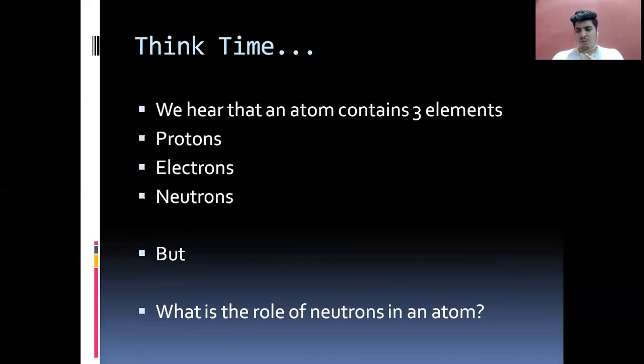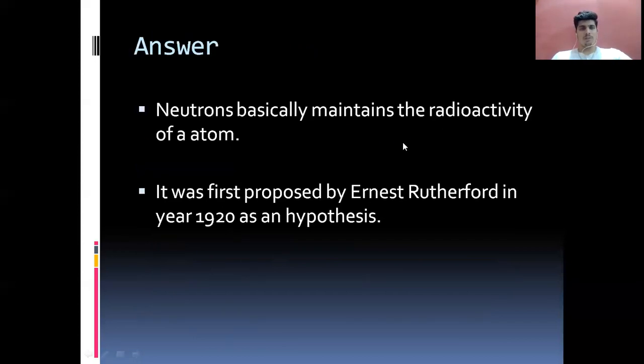But what is the role of neutrons in an atom? You might think, well, that's neutral, but then what is the use of that? It does nothing. Let us see the answer. Neutrons basically maintain the radioactivity of an atom, and it was first proposed by Ernest Rutherford in the year 1920 as a hypothesis. That is the main and sufficient answer right now.